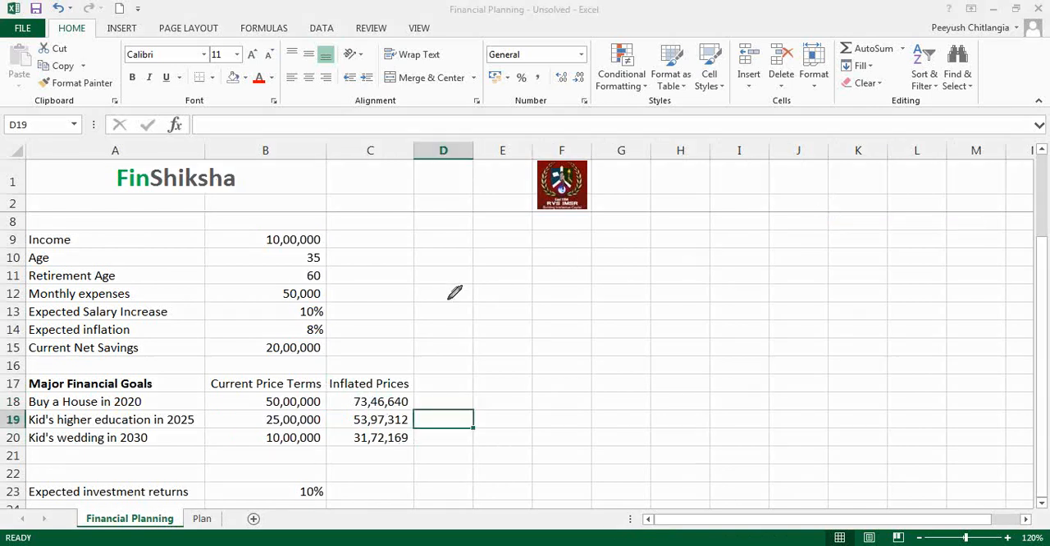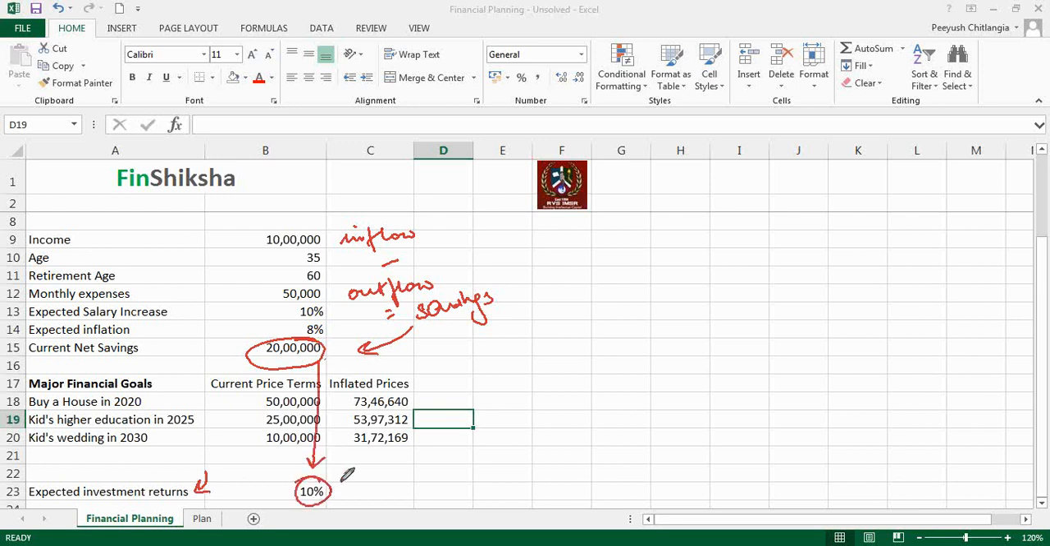So let's understand what the sources of inflow are here. This is a source of inflow, income. This is an outflow, and inflow minus outflow is going to give you savings. That savings gets added to the existing net savings number, and your expected investment returns are 10%. So this 20 lakhs is going to grow at 10% per year, and whatever savings are there are also going to grow at 10% per year. Inflow is going to grow at 10% per year. Outflow is going to grow at 8% per year, and everything that is saved is going to grow at 10% per year, right? So that's the problem statement.